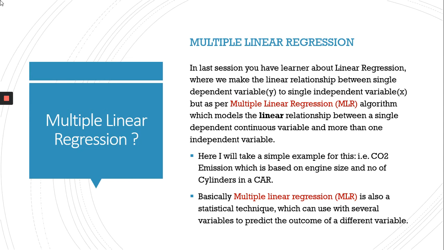Here I will take a very simple example: CO2 emission, which is based on the engine size and the number of cylinders in a car. The CO2 emission is the dependent variable y, which is based on the independent variables x, like engine size and cylinders in a car, x1 to x2 to xn. Basically, multiple linear regression is a statistical technique which uses several variables to predict the outcome of a different variable. So you now have the basic knowledge of what multiple linear regression is.